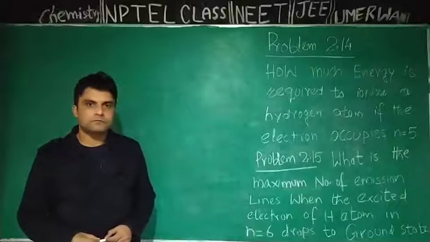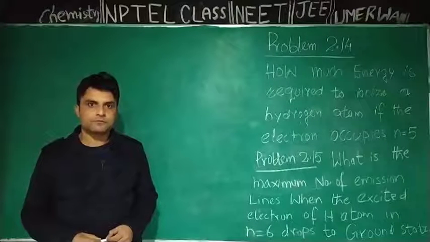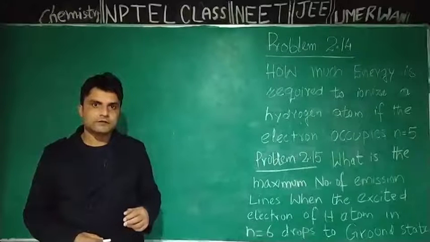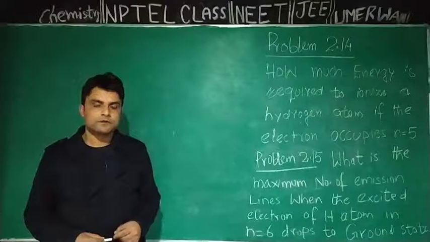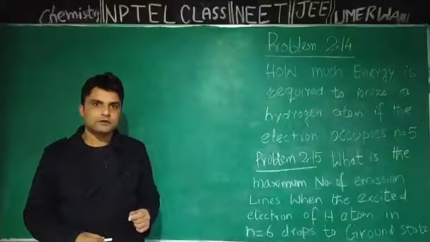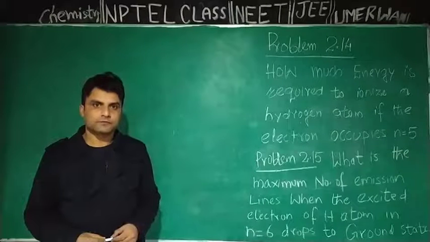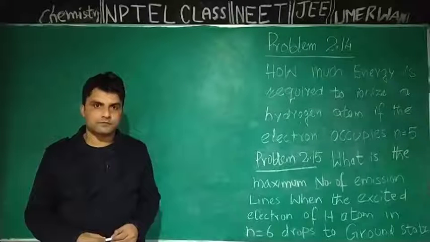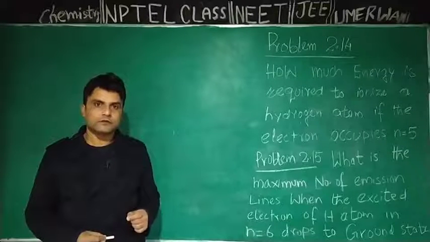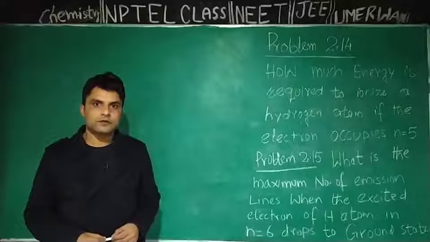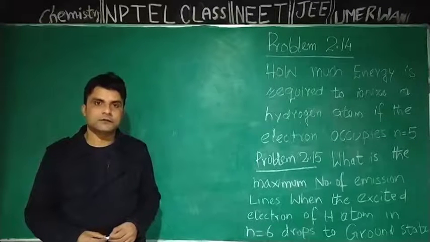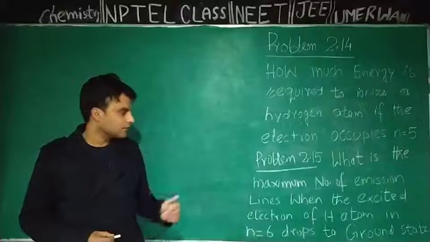In problem 2.14, it is mentioned that the electron in a hydrogen atom is present in its fifth orbit. Now we need to calculate how much energy is required in order to ionize this hydrogen atom, in which its electron is present in the fifth orbit.